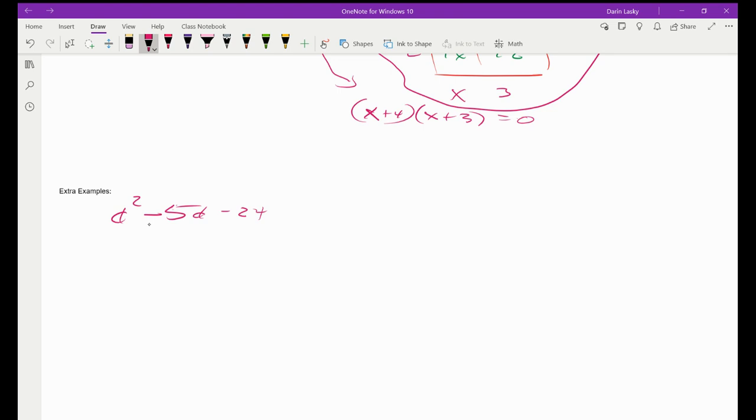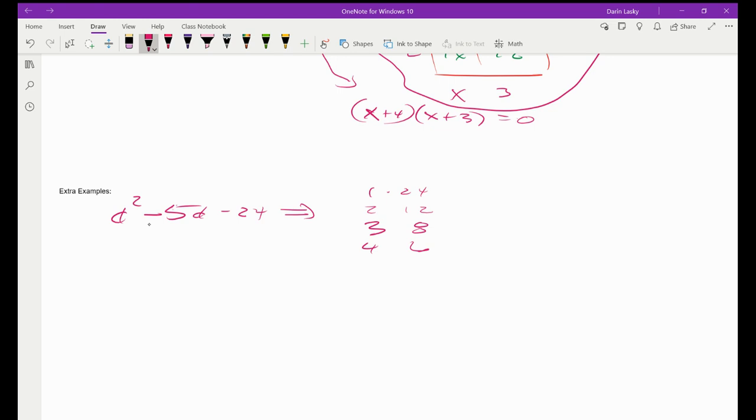Let's go ahead and tackle this. We've got our factors of 24. So what makes negative 24? We can do 1 times 24, 2 times 12, 3 times 8, and 4 times 6. Those all make 24, but which ones in the middle can we split up to make negative 5?